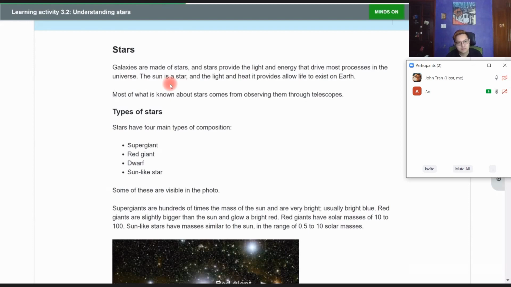So what is known about stars comes from observing them through telescopes, of course. You know, that's the only way, because there's no way we can reach them yet with our current technology. So we can only observe them. We humans are still quite primitive, to be honest, when it comes to space technology. We are not that advanced. That's a problem. So we can only observe now. We haven't been able to travel.